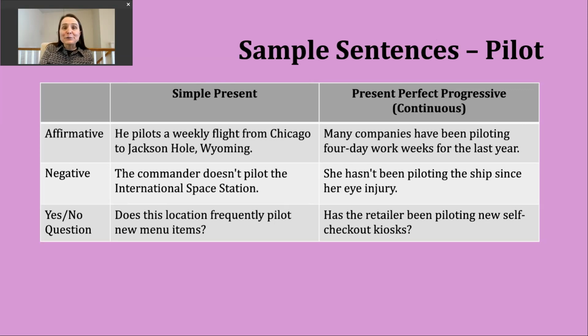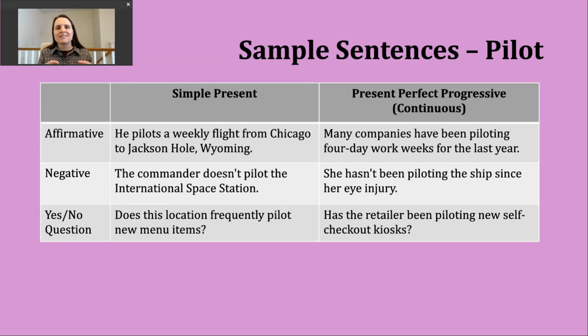Now let's continue using our verb of the day pilot in a couple different verb tenses. Today we're going to practice the simple present and the present perfect progressive. Let's start with the simple present. We use this verb tense to talk about habits and routines. We also use it to discuss facts.